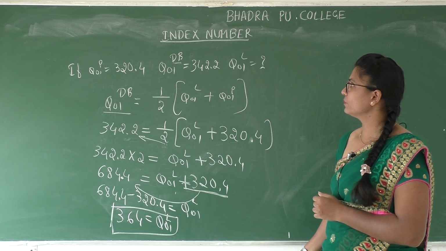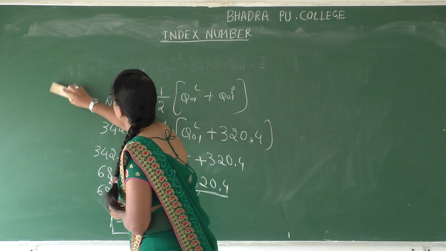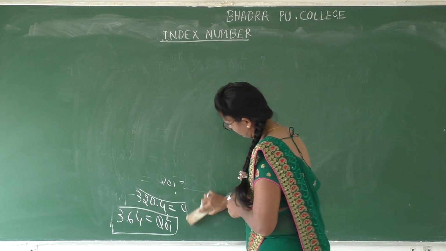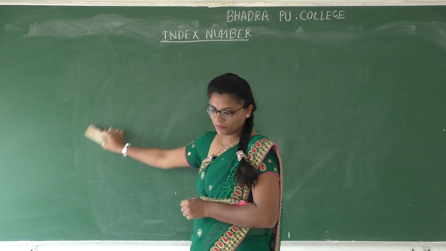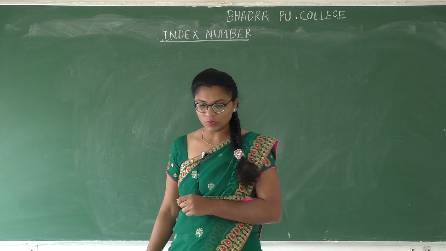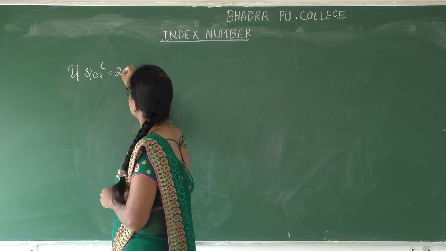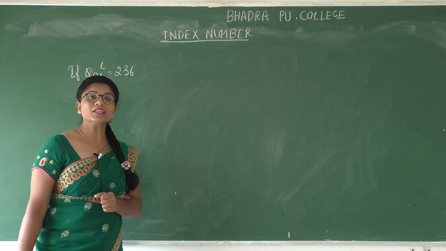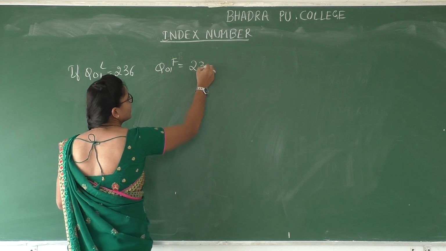So next problem. Okay. So let us move to next problem. If Q01L is equal to 236, Q01F is equal to 238.